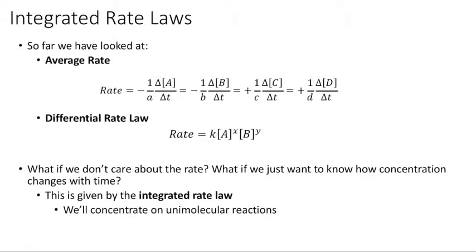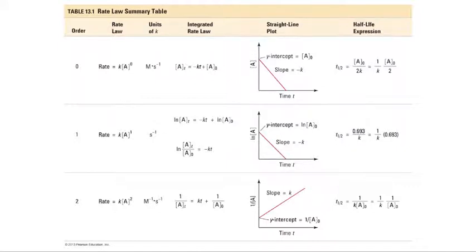Okay? In the textbook, you'll find this chart. It's table 13.1, and this is a summary of integrated and differential rate data and rate laws for the three most common orders of reactions: zero order, first order, and second order reactions. The first column obviously gives you the order. The second column gives you the rate law, or what is really the differential rate law. The third column gives you the units for the rate constant for that particular order.